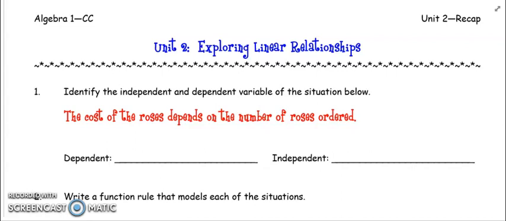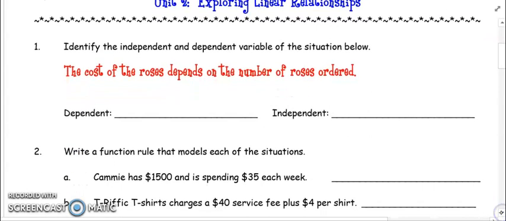We're looking again at exploring linear relationships. So this unit focused a lot on independent and dependent situations. Let's take a look at number 1. Number 1 wants us to identify the independent and the dependent variable of the situation.